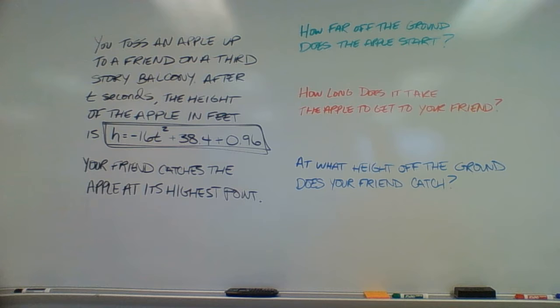You toss an apple up to a friend on a third-story balcony. After t seconds, the height of the apple in feet is h equals negative 16t squared plus 38.4t plus 0.96. Your friend catches the apple at its highest point. Three questions we have here. First one is, how far off the ground does the apple start? How long does it take the apple to get to your friend? And then finally, at what height off the ground does your friend catch the apple?